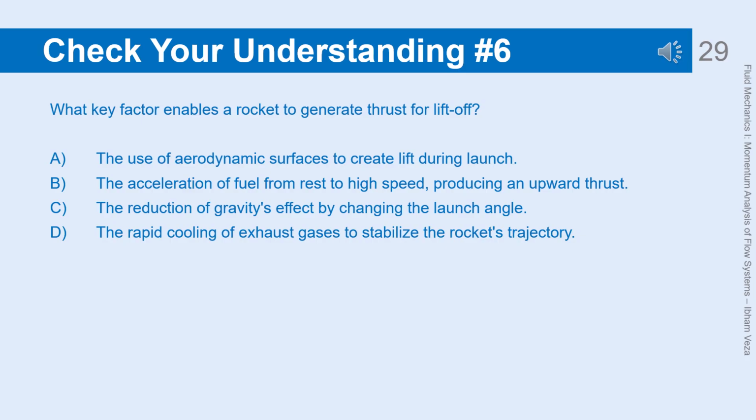Explanation of incorrect options. Option A, rockets rely on thrust, not aerodynamic lift for liftoff. Aerodynamic surfaces play a minor role during launch compared to thrust generated by fuel combustion. Option C, changing the launch angle does not reduce gravity's effect. Gravity remains constant. Thrust, not angle, is the key factor for overcoming gravity. Option D, rapid cooling of exhaust gases is unrelated to thrust generation. Thrust depends on the high-speed expulsion of hot gases, not their temperature after combustion.